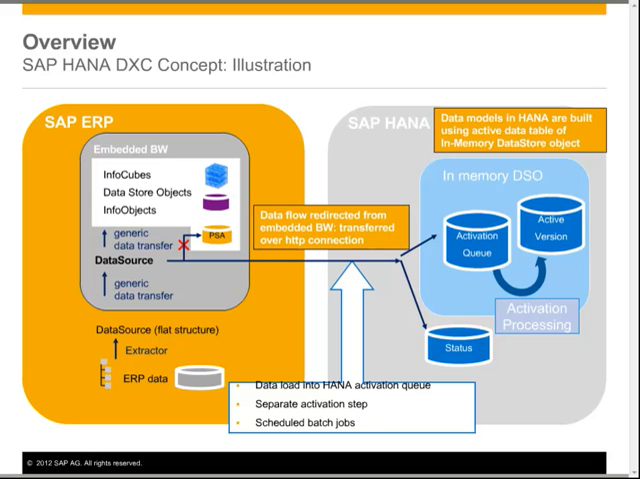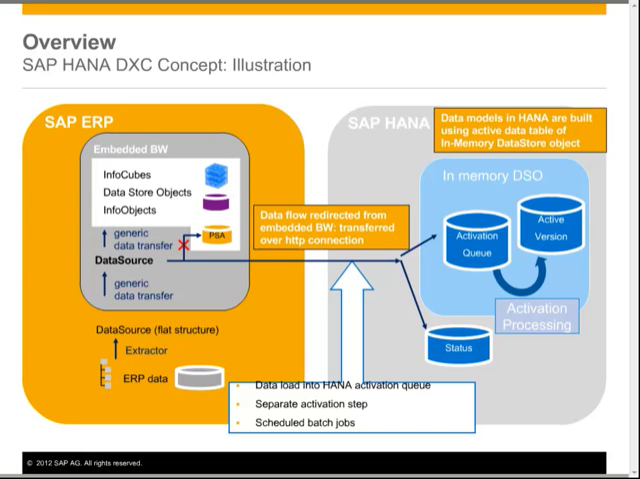If you look at the diagram here, you see the default configuration of DXC. An in-memory data store object, IMDSO, is generated in HANA, which directly corresponds to the structure of the data source you are working with. This IMDSO consists of several tables and an activation mechanism. The active data table of the IMDSO can be utilized as a basis for building data models in HANA. This can be attribute views, analytical views, calculation views.